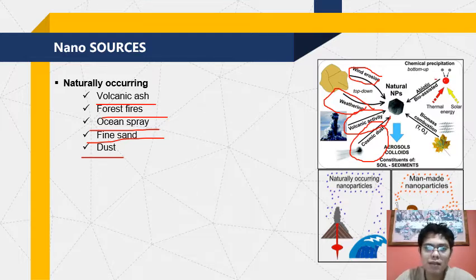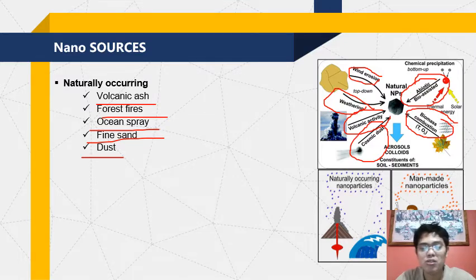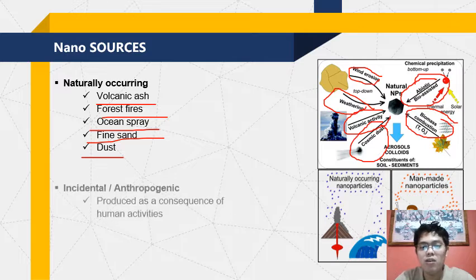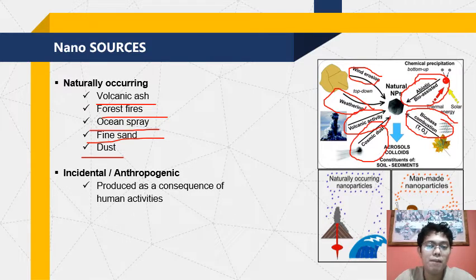It could also be abiotic and bio-assisted, through biotic processes, and also by biomass combustion. So that's how nanomaterials can be produced naturally.